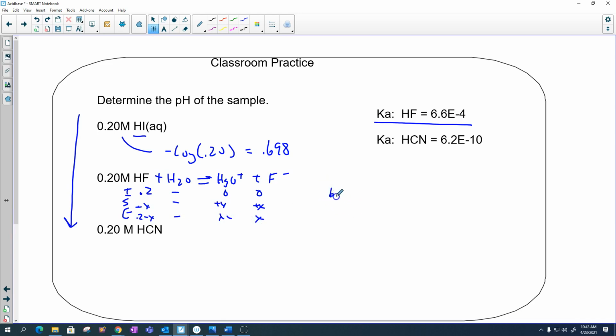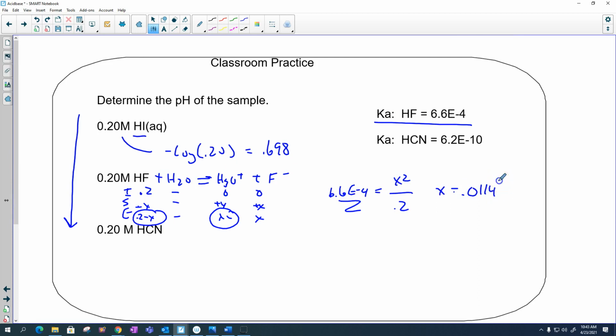So it's going to be 6.6 e to the negative 4 equals x squared over, I'm going to just use my shortcut rule right away, 0.2. The small K value says I can use my shortcut rule. I want to solve for x to get my pH, so multiply times 0.2 and square root. So 6.6 e to the negative 4th times 0.2, square root of the previous answer, equals x equals 0.0114.